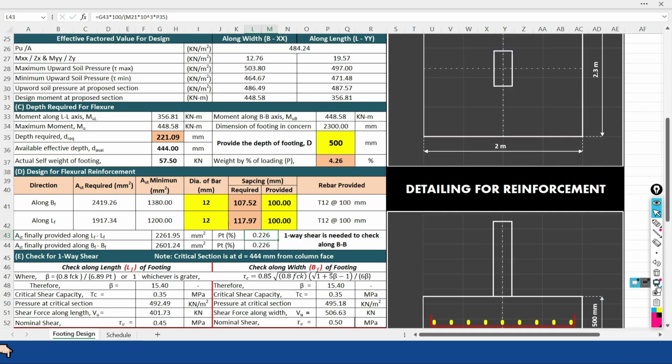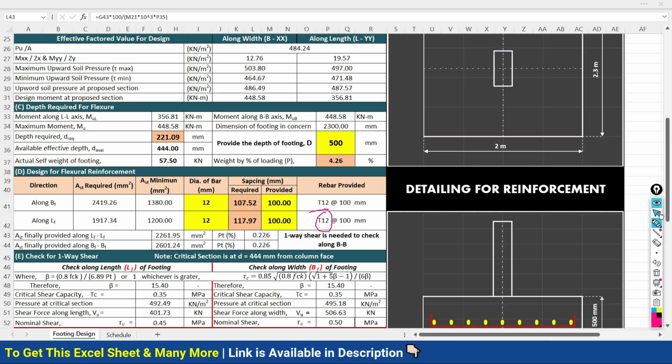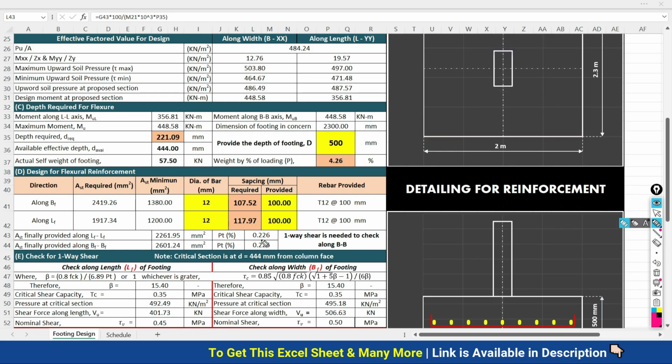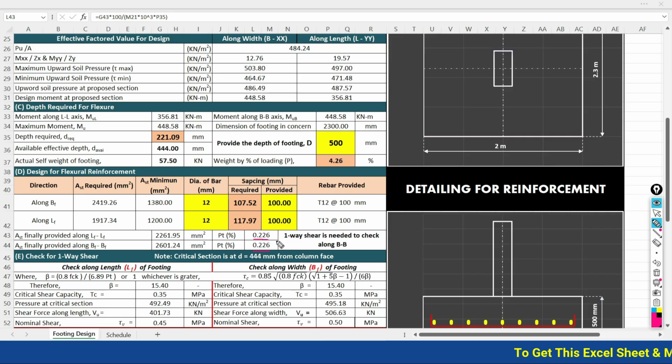So finally the provided bar is 12 mm diameter bar at a spacing of 100 mm center to center. Got it? So the provided percentage of reinforcement is going to become 0.226. As per the codal recommendation, the reinforcement to be provided is more than 0.12%. So in respect of that recommendation, we are safe.